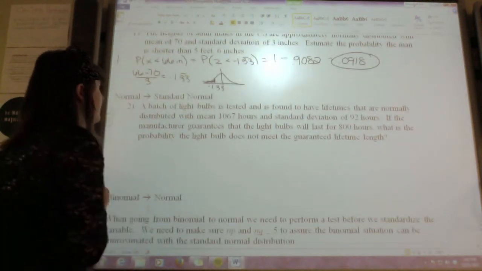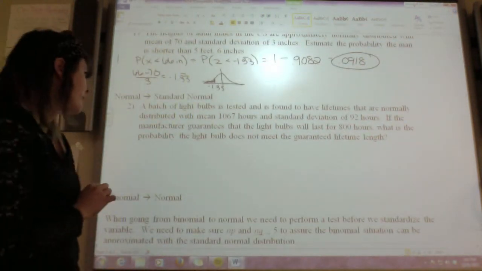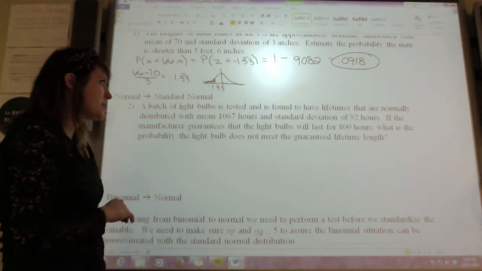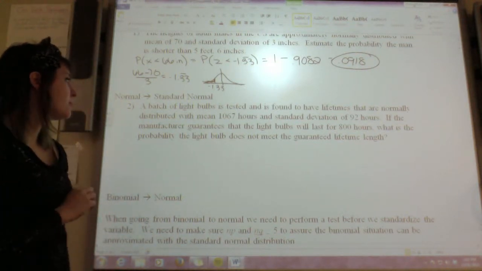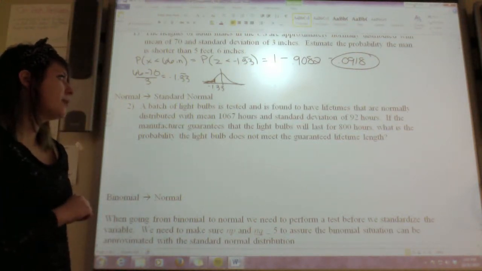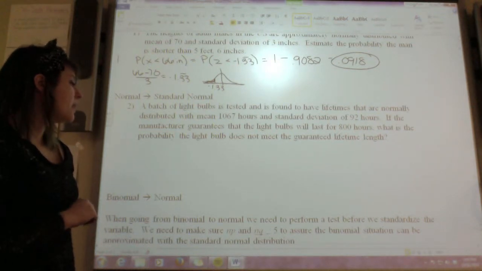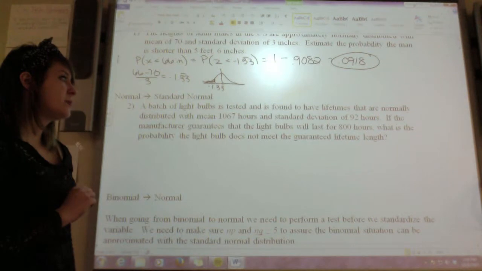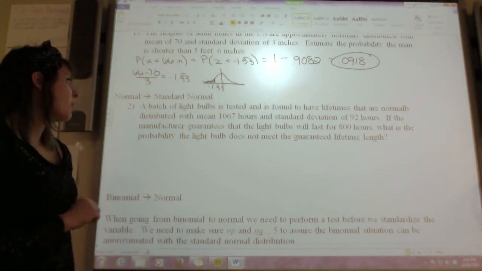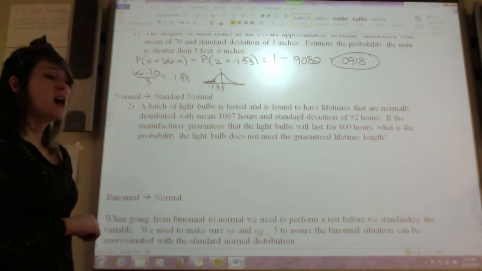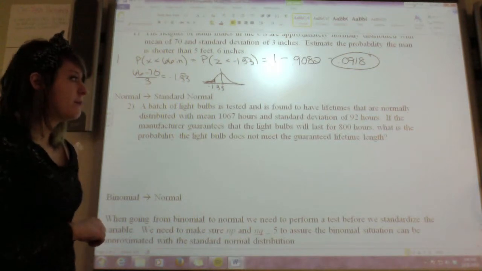Alright, let's do another problem that goes from normal to a standard normal curve. We've got a batch of light bulbs that's tested and is found to have lifetimes that are normally distributed with a mean of 1,067 hours and a standard deviation of 92 hours. If the manufacturer guarantees that the light bulbs will last for 800 hours, what is the probability that the light bulb does not meet the guaranteed lifetime length?